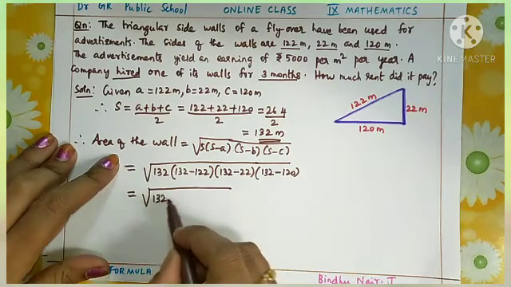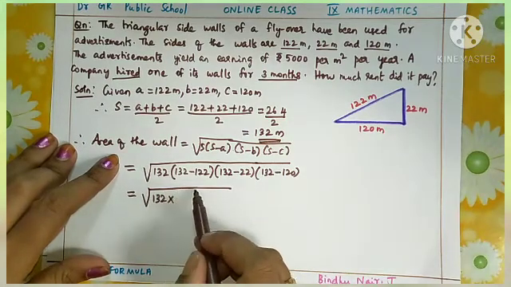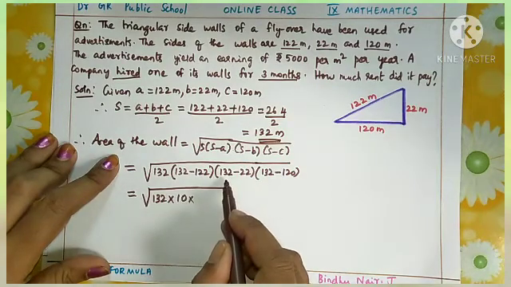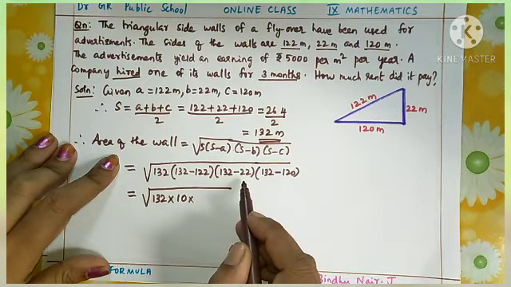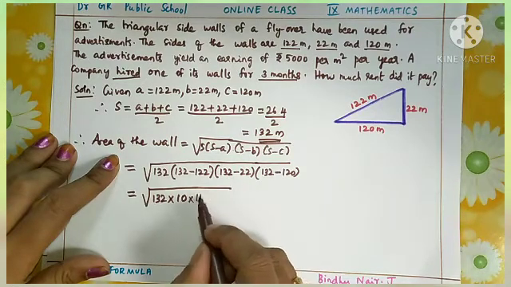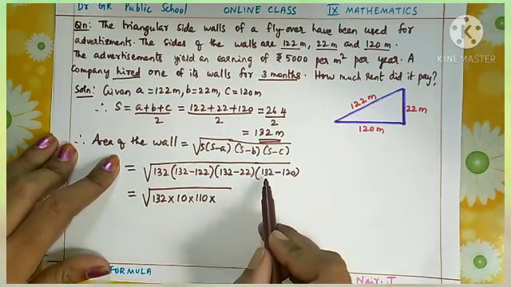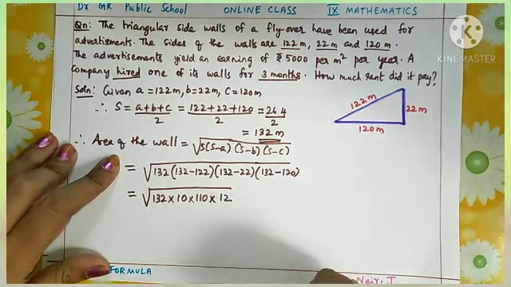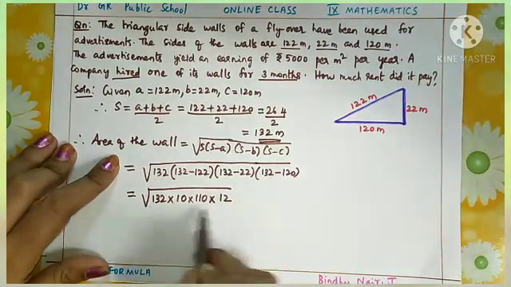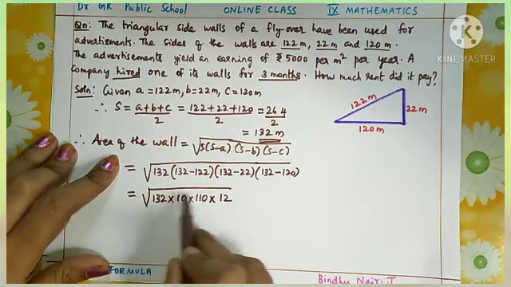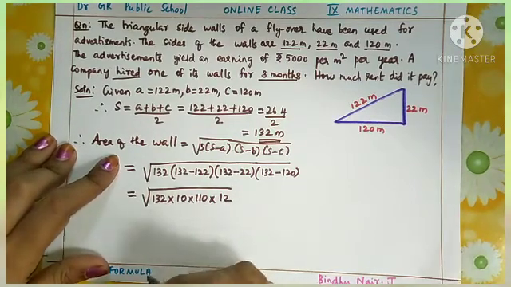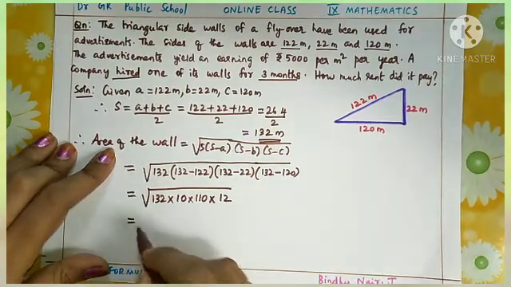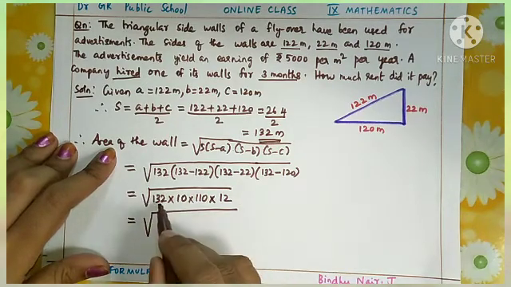132 into, what is 132 minus 122? Yes, it is 10. Then 132 minus 22, that is 110. Then 132 minus 120, that is 12. Okay, so we got all the answers now. Now our aim is to find the square root of all these numbers. That is, you want to split this. So this is equal to square root of 132.